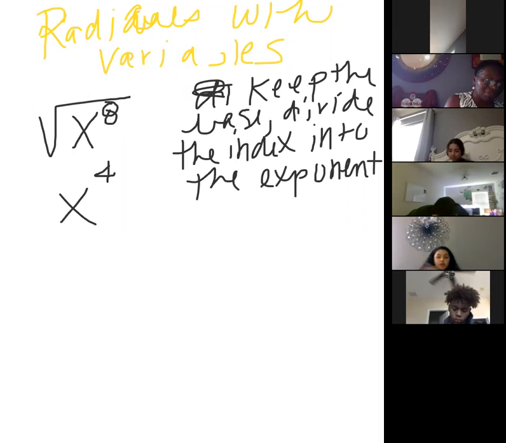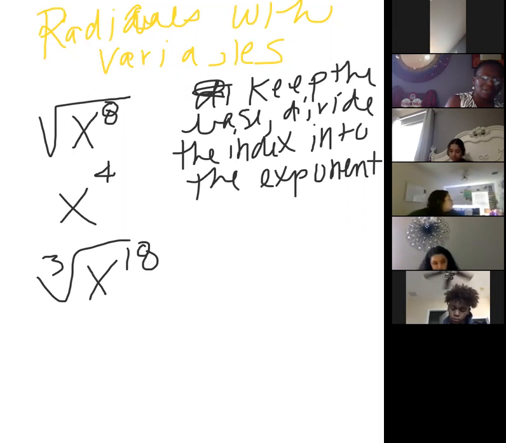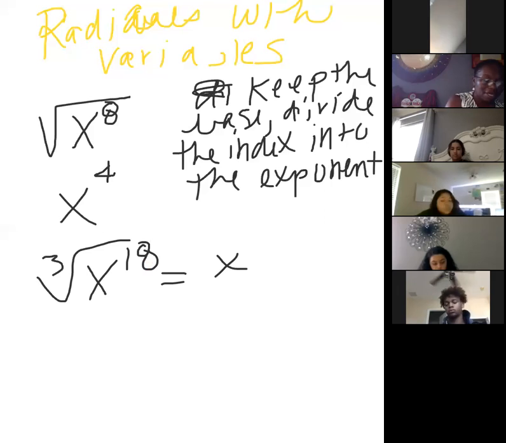Now, likewise, if you had the cube root of x to the 18th power and needed to simplify this, you would keep the base x, and you would take the index of 3, divide it into 18. 3 goes into 18 how many times? 6 times. All right, you guys go ahead and try some.